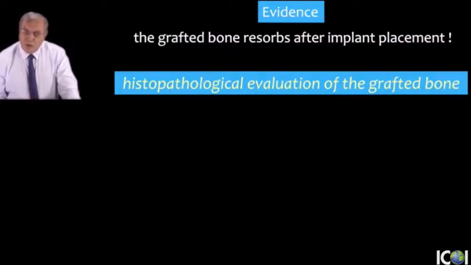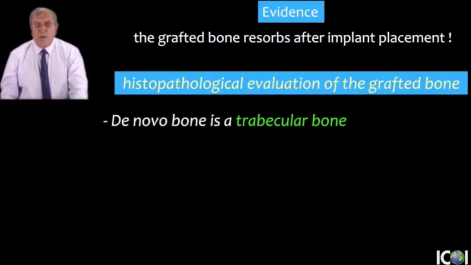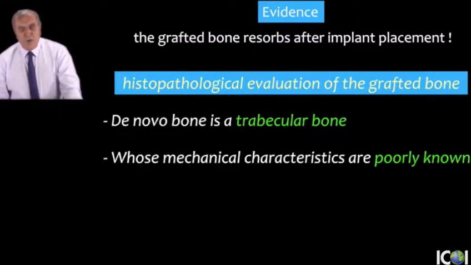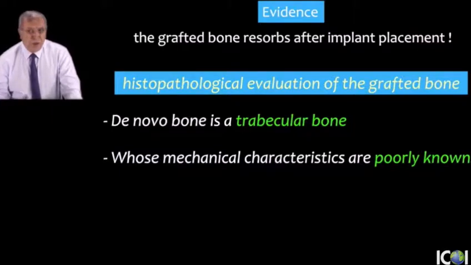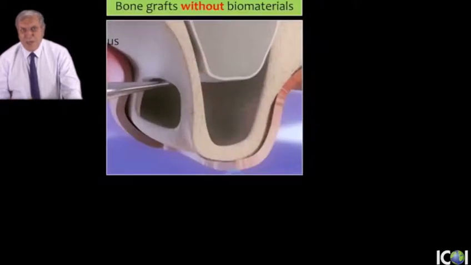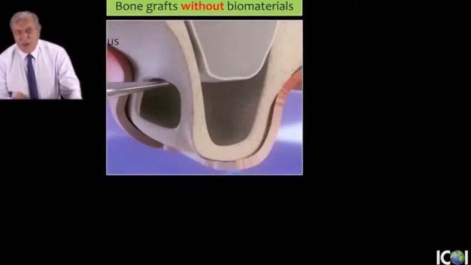Basic science will help us to understand exactly why. First, de novo bone is a trabecular bone. But the question is, what are the mechanical characteristics of this kind of bone? We don't know too much. We have poor education on this bone quality. But we can make a very strict analysis.